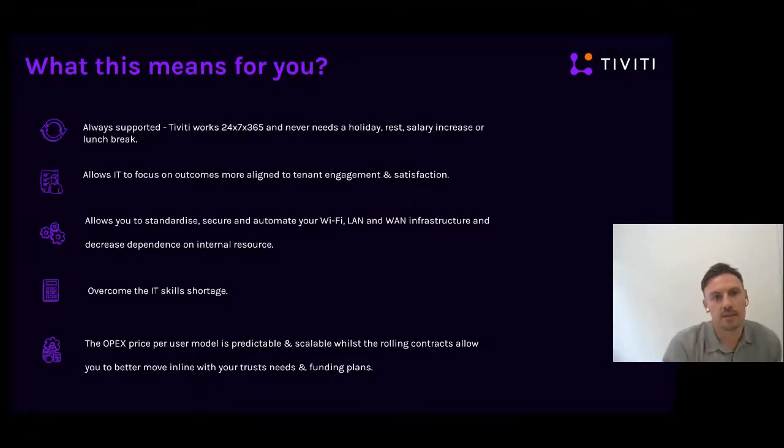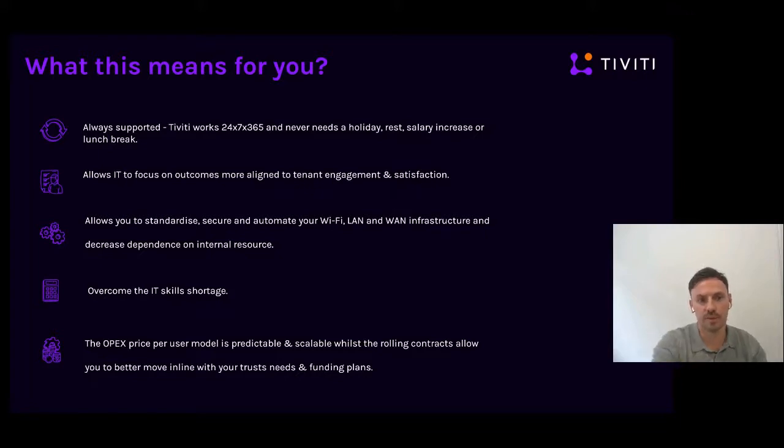Okay, so what does this mean? We just touched upon some of the benefits, but just to dive a little bit deeper into that. The premise within Tivity is that we ideally want to remove the people dependency on both sides of the fence. So how can we deliver software as part of your traditional WAN, LAN and Wi-Fi services that gives you, as a customer or a social housing trust, the benefit of automation, not necessarily needing less people, but allowing you to utilize the people that you've got on the services that are better suited to your digital transformation strategy.